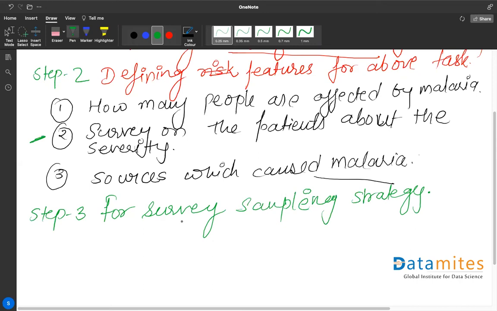So you can say we do not need any sampling technique. We can go to each individual house and do it. But if the locality is very big, then we need to follow some kind of strategy, right?